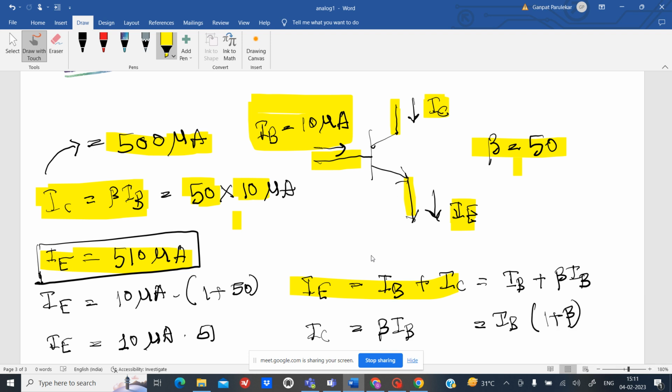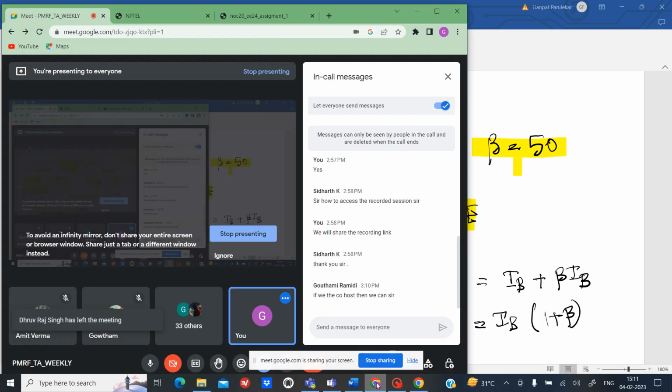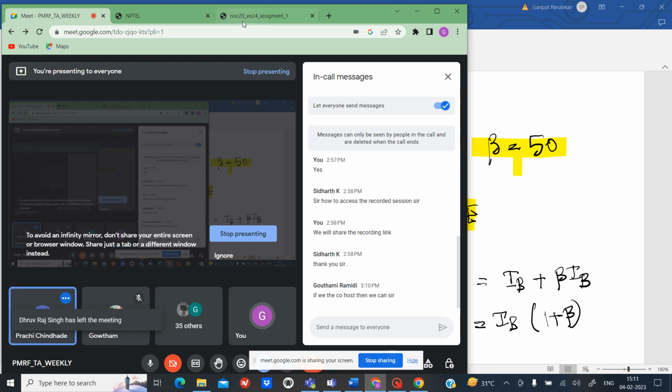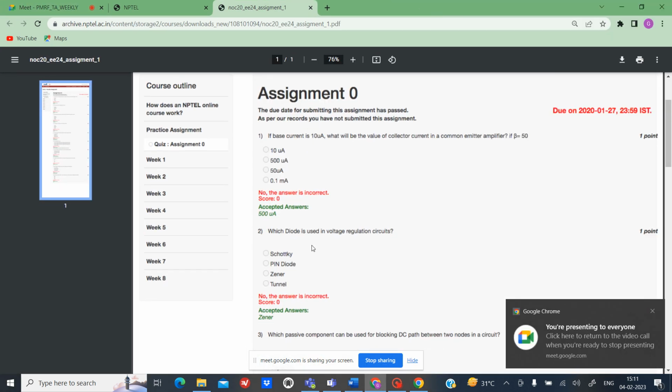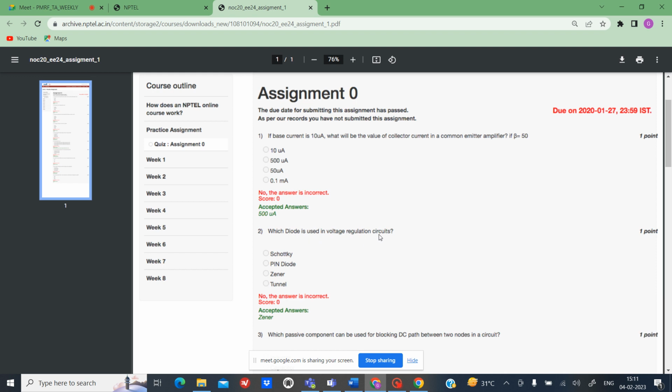Hopefully there is no problem in question number 1, so I will go to question number 2. Question number 2 is: which diode is used in the voltage regulation circuit? There are different options given: Schottky diode, PIN diode, Zener diode, and tunnel diode. The answer is Zener diode. I will just explain a little bit about the Zener diode.